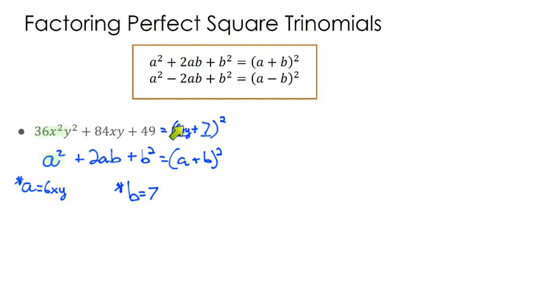So we could multiply this out and make sure it works. But if you ever weren't sure, remember this middle term. This is where we got to double check. If I multiply 2 times a times b, I should get 84xy. So 2 times 6xy times 7 would actually give you 84xy. So we're good there. This would be our factored form.